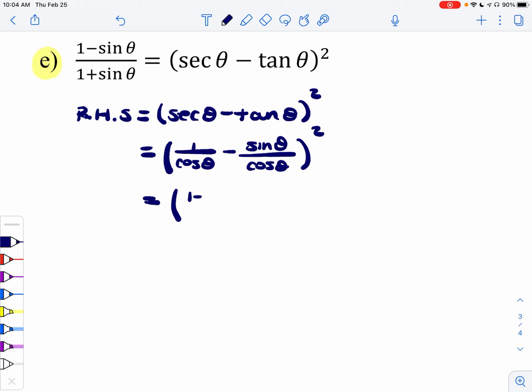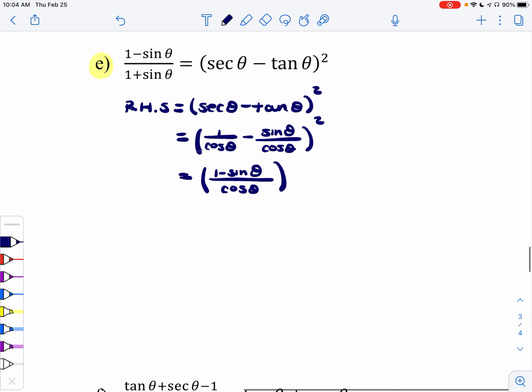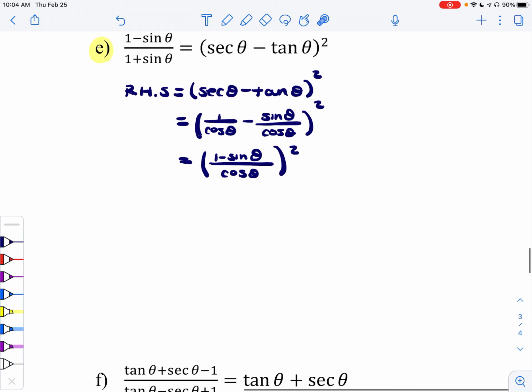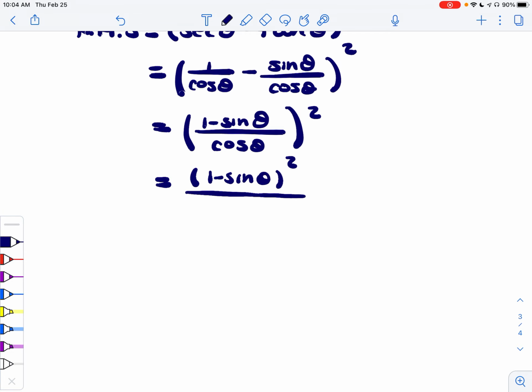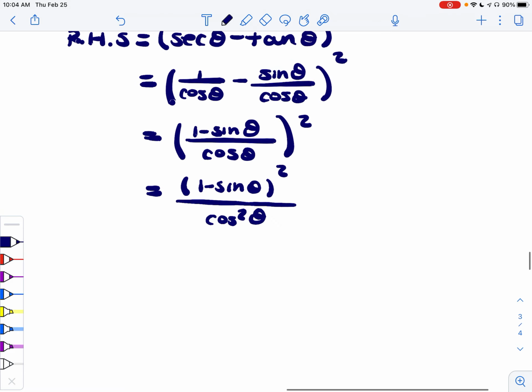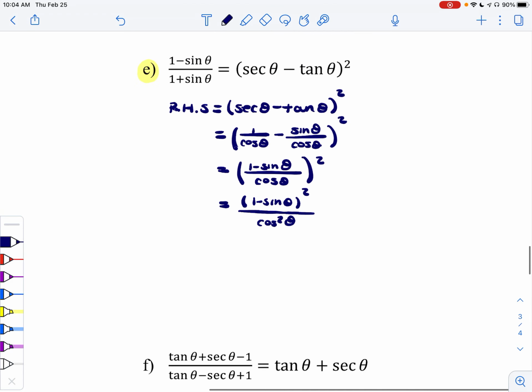Okay. Now, nicely enough, we already have a common denominator in here. So this is going to be 1 minus sine of theta over cosine of theta. Okay. So this is good. We now have that 1 minus sine of theta in the numerator that we want to have for our final answer. Okay. All right, now this is all still quantity squared. So I'm going to go ahead and I'm just going to write this as 1 minus sine of theta quantity squared divided by cosine squared of theta.